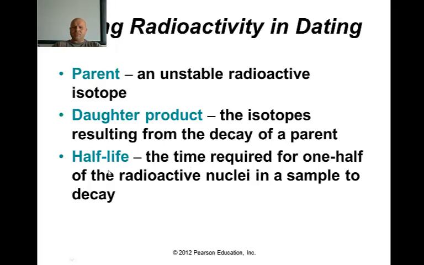And then we have something from this called the half-life. The half-life is the time required for half of the radioactive nuclei in a sample to decay. So this is how long it takes from the parent to turn into that daughter product, and that's the half-life for half of that to happen.